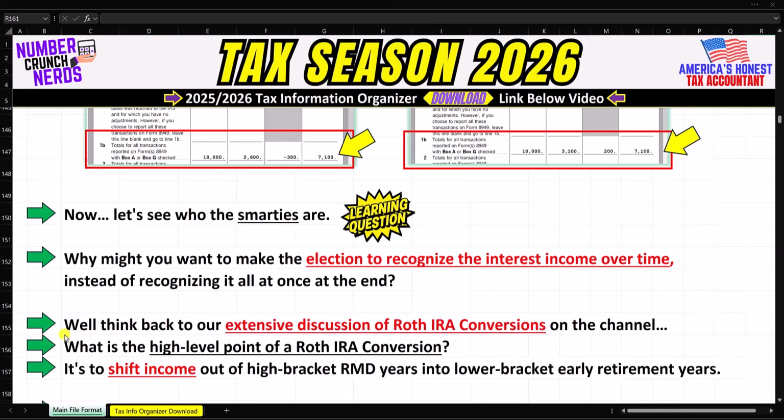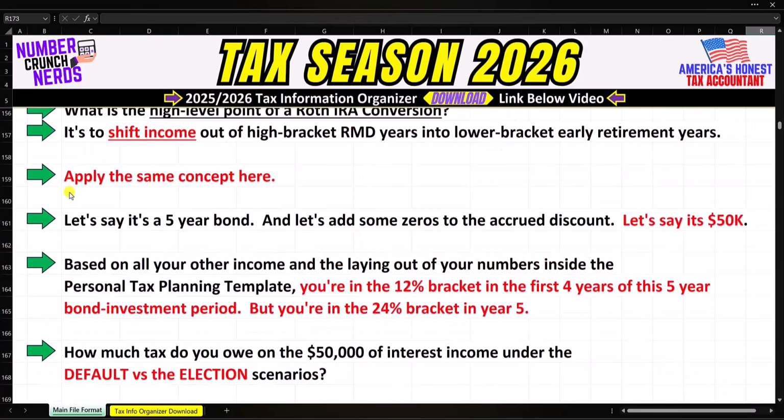Well, to answer that question, think back to our extensive discussion of Roth IRA conversions on the channel. What is the high-level point of doing a Roth IRA conversion? Well, it's to shift income out of high-bracket RMD years and into lower bracket early retirement years. Okay, now apply the same concept here to this investment example in bonds. Let's just say it's a 5-year bond. And let's also add some zeros to the accrued discount. Let's say we're talking about $50,000 of accrued discount instead of $500.